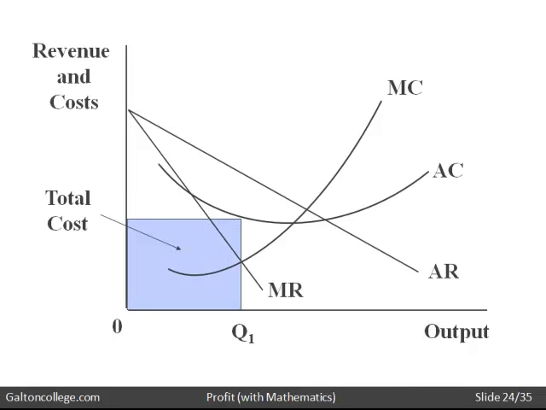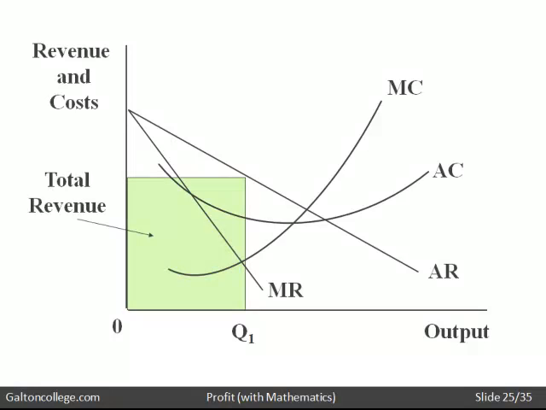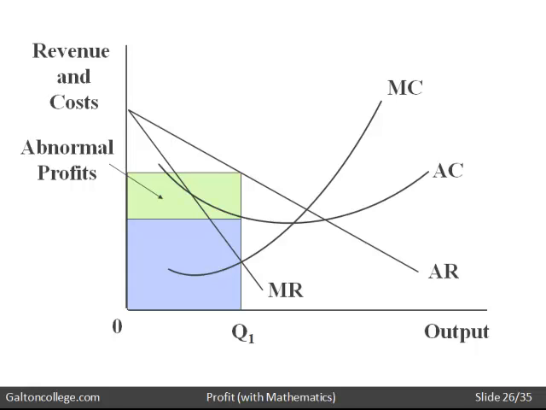So the total cost, therefore, of Q1 is the average cost times the quantity, which is the area of the bluish rectangle in the diagram. And the total revenue is the bigger rectangle, the light green colored rectangle, which touches the average revenue. So it's average revenue times quantity, which is just the total. So now we can see what the costs are, and we can see what the revenue is. If we subtract the costs from the revenue, we get profits.